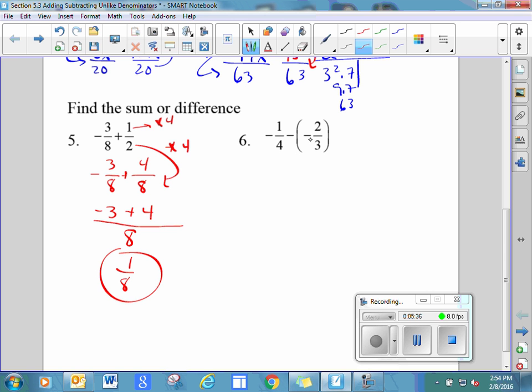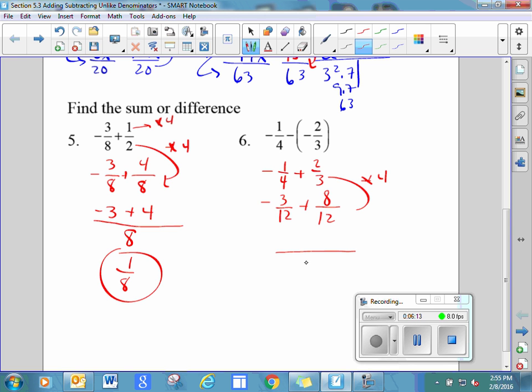On number 6, I'm going to notice that I've got 2 signs here, a double sign. I'm going to immediately just rewrite it with a single sign. Minus a minus is a positive. Now I need to get a common denominator, which would be 12. This negative sign stays right here for right now. 4 times 3 is 12, so 1 times 3 is 3. 3 times 4 is 12, so I have to multiply the 2 times 4 to keep my fractions equivalent.